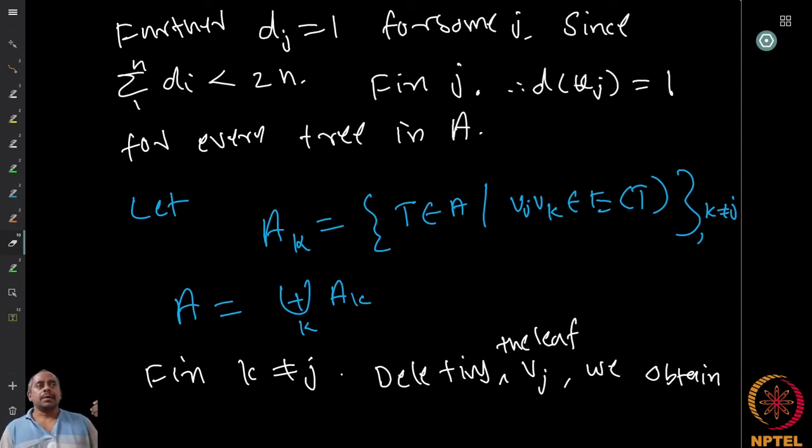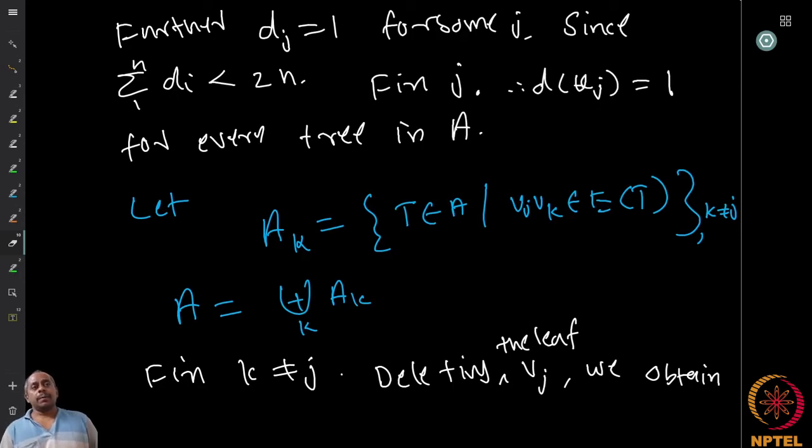So therefore, for every case, we can consider the possible case. A_k is basically the set of all trees such that VjVk is an edge of T. So we are now collecting with the index of the neighbor of this particular vertex Vj. That could be different in different trees. Of course, the degree of Vj is equal to 1, but the neighbors could be different in each of the different trees.